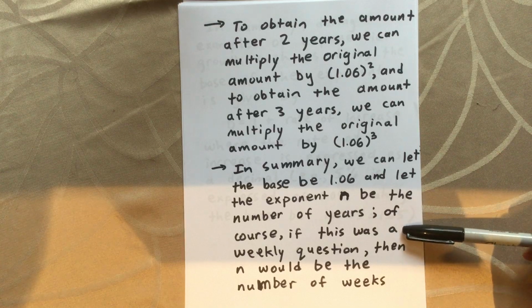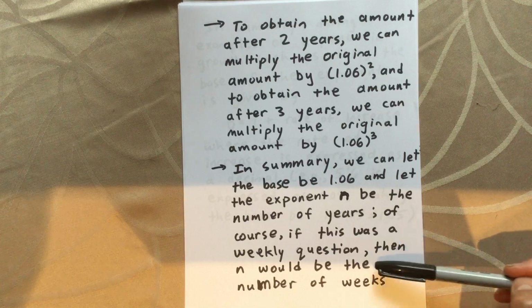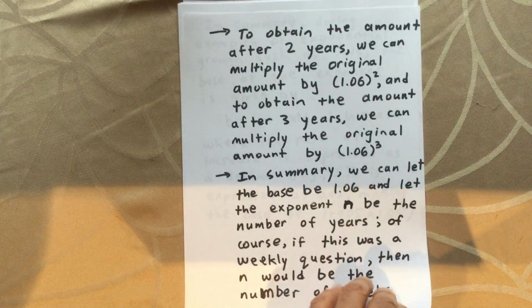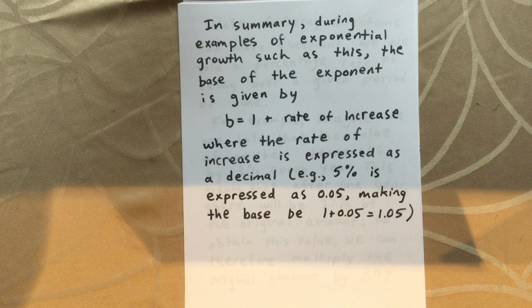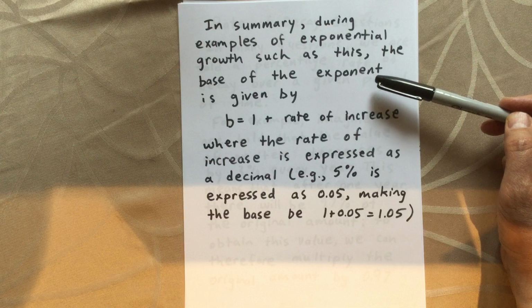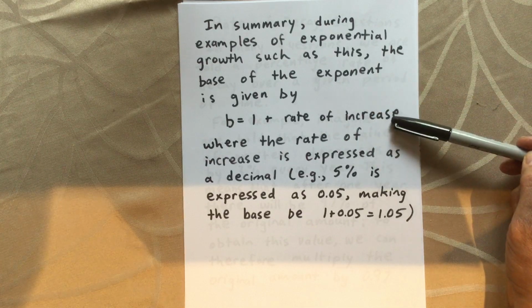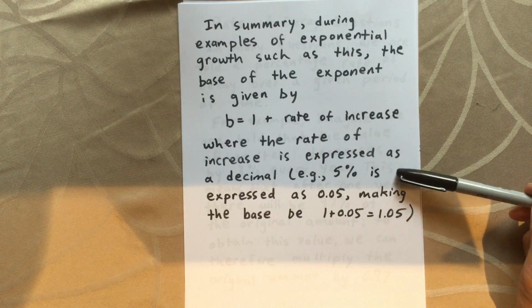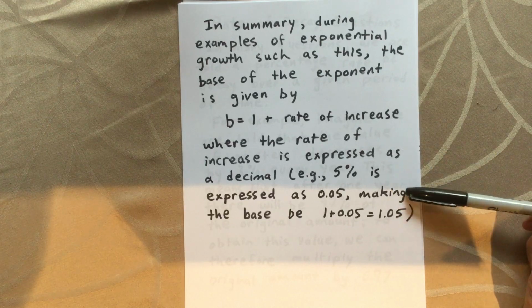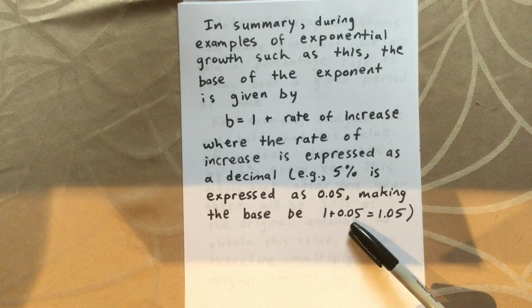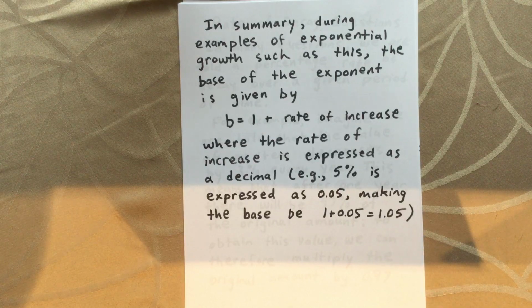Of course, if this was a weekly question, in other words, if the value increased 6% per week, then n would be the number of weeks. n is the number of times that the multiplier needs to be applied. In summary, in examples of exponential growth such as this, the base of the exponent is given by B equals 1 plus the rate of increase, where the rate of increase is expressed as a decimal. For example, 5% is expressed as 0.05, making the base 1 plus 0.05, or 1.05.